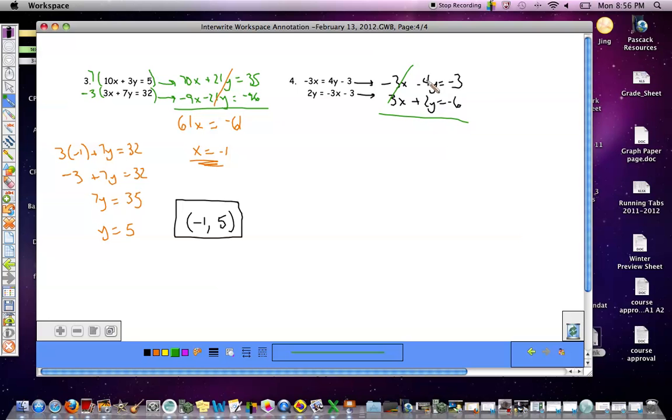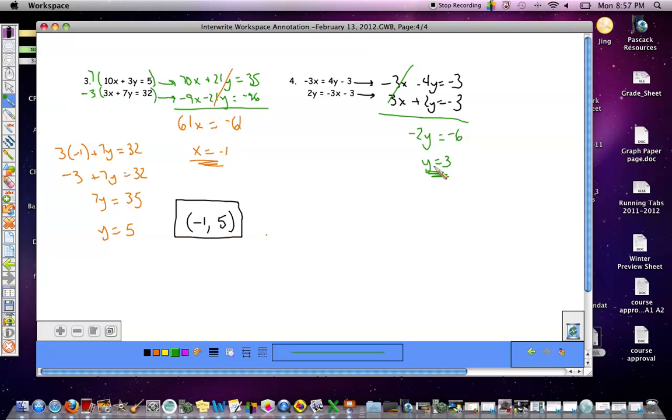The x terms cancel. Negative 4y and 2y gives us negative 2y. Oop, that should be a negative 3 here, not a negative 6. I'm sorry about that. Oops. It happens. Okay, so then negative 3 and we combine them, we get negative 6. Okay, but divide both sides by negative 2, and we get y being positive 3.